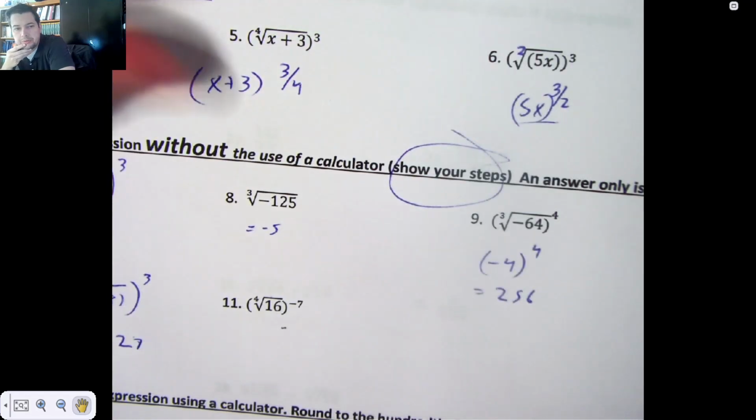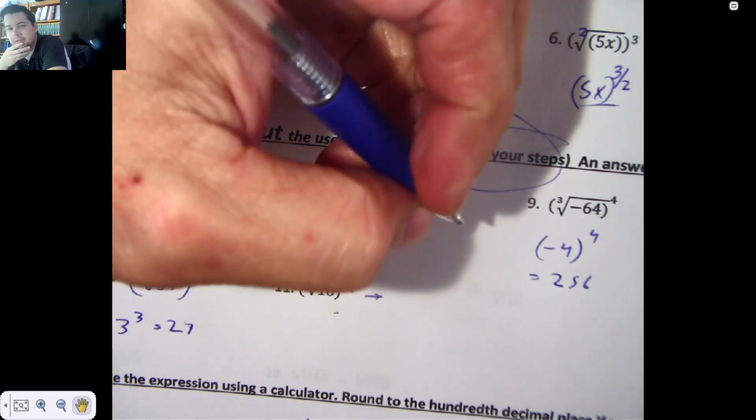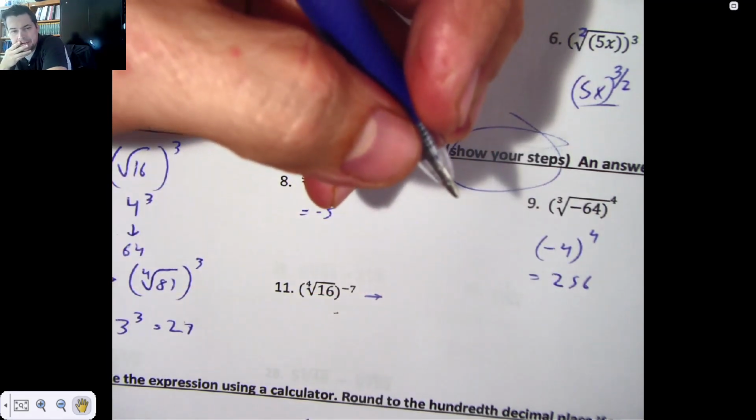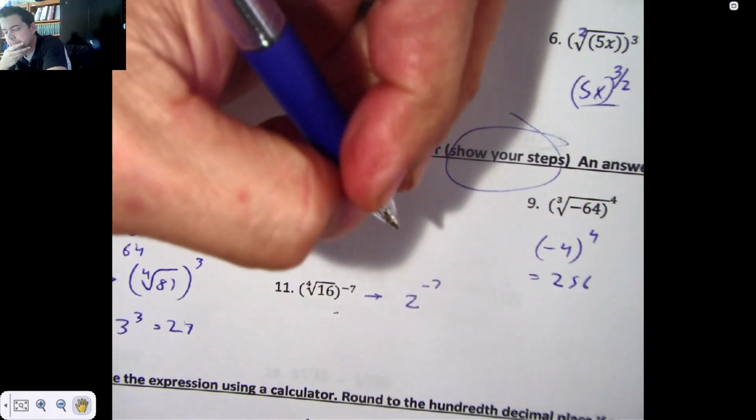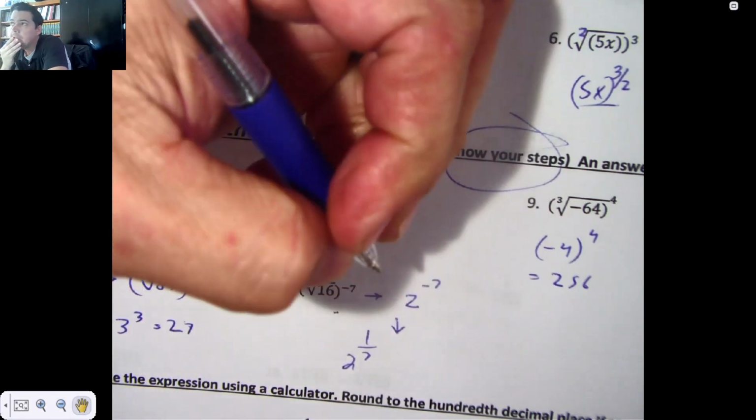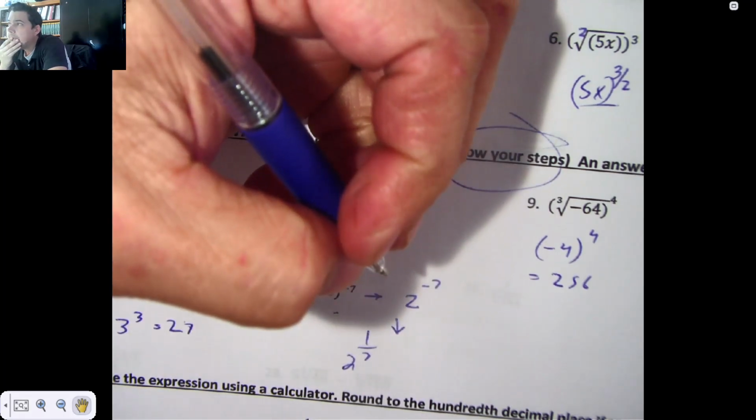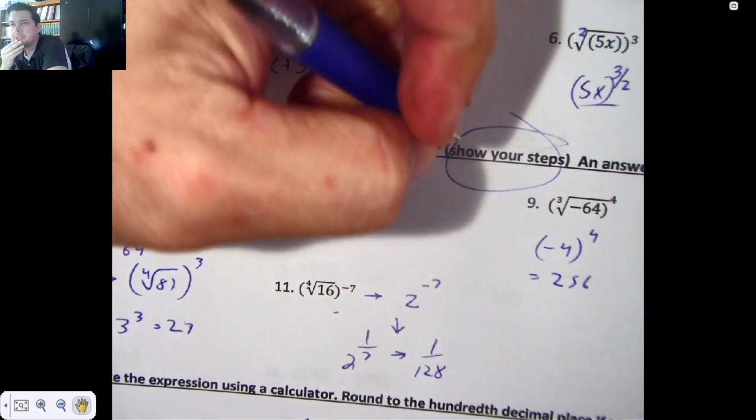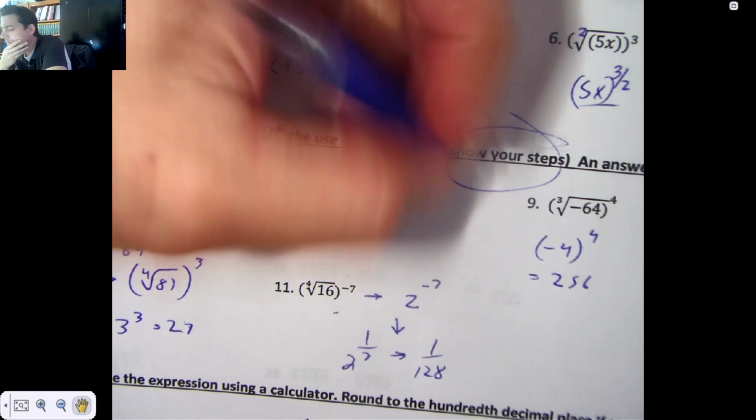Here we're taking the 4th root of 16 and raising it to the negative 7. I'll worry about that negative exponent in a minute. The 4th root of 16 is 2. This is 2 to the negative 7th power, which becomes 1 over 2 to the 7th. That should be 128. Should probably check that. Yeah, it's 128.